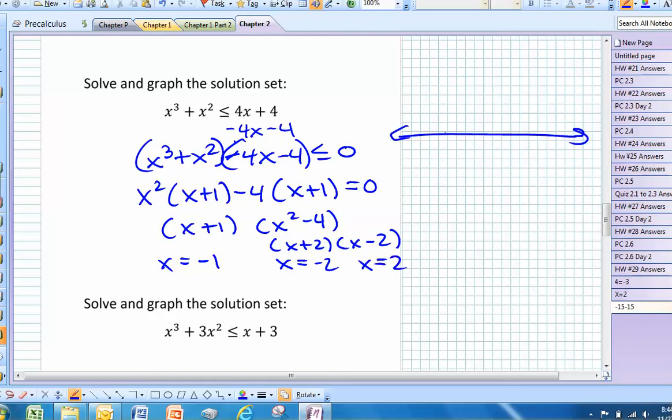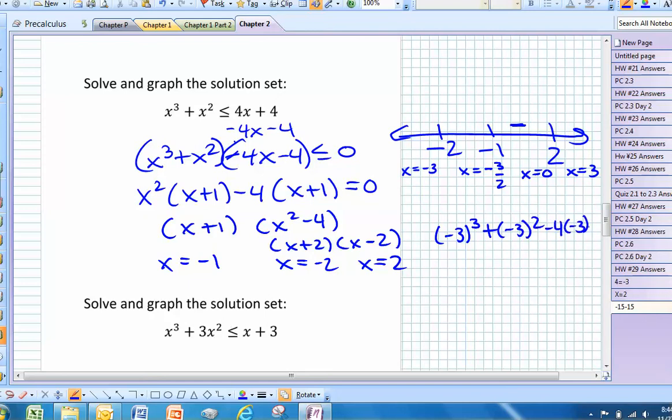So when I make my number line, I have negative 2, negative 1, and 2. If I put in numbers, I put like negative 3, negative 3 halves, or negative 1 and 1 half, 0, and 3. Putting in 0 is already going to make it negative. Put in negative 3, so negative 3 to the third plus negative 3 squared minus 4 times negative 3 minus 4.